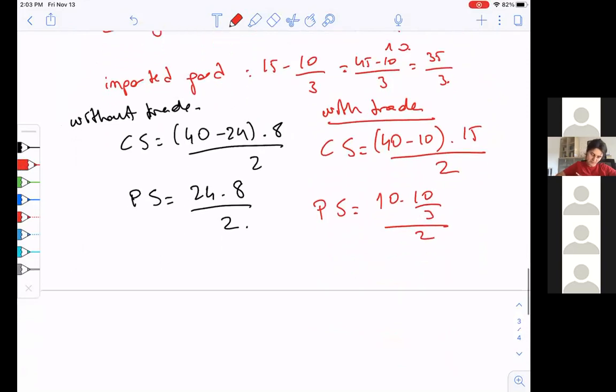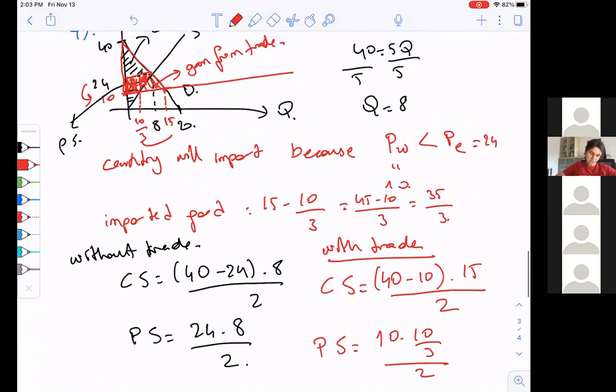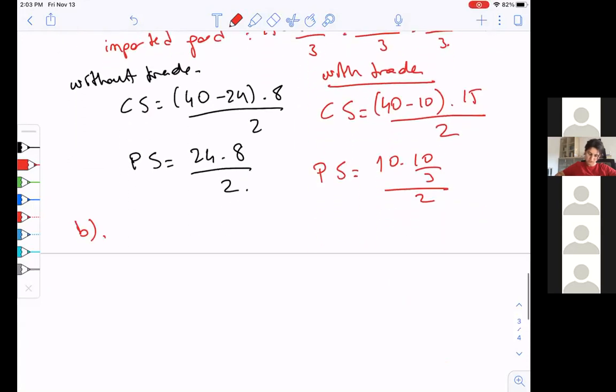Now this was A. B is this. If the world price is 6, will this country import or export the good? Calculate consumer surplus and producer surplus with and without trade. Still, it's going to import, right? So the price is still below 24, and it's still going to import. Do it yourself. It is very similar to the question in part A.